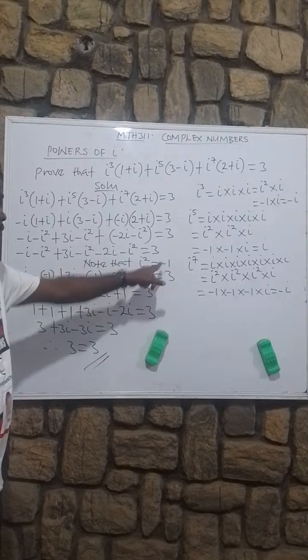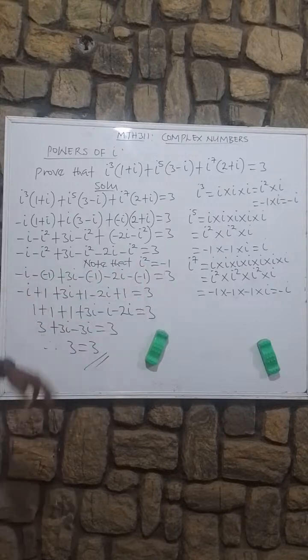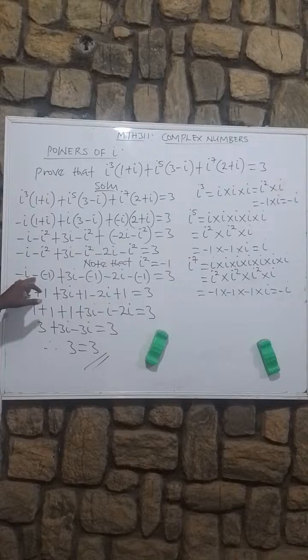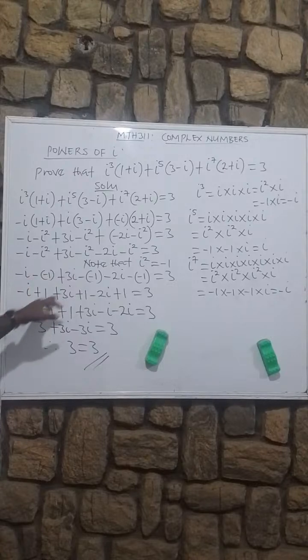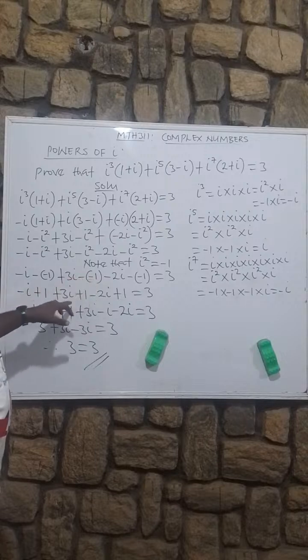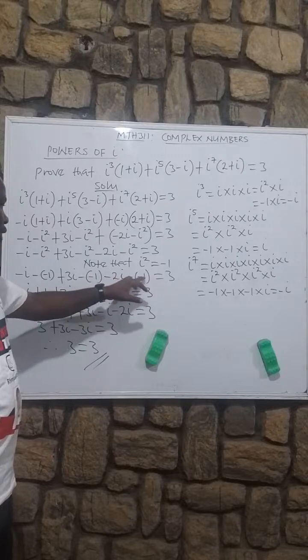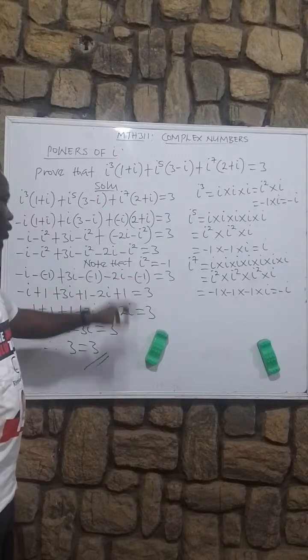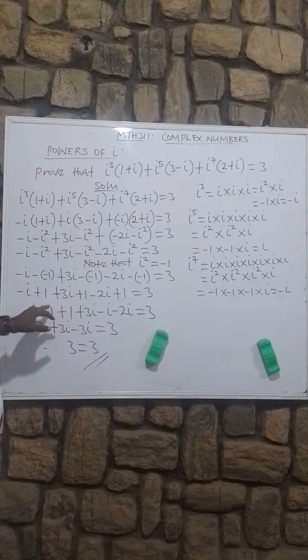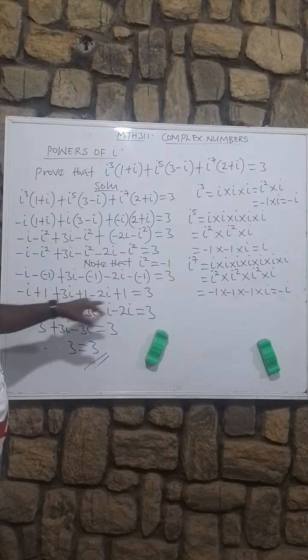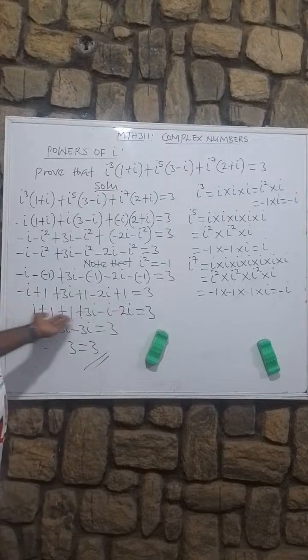We replace it with minus 1. So you can now see that we use this to multiply. Minus times minus will give you plus. But note that we have 1 here, so plus 1. The same thing applies here: minus times minus is plus 1. The same thing applies here: minus times minus is plus 1. That is why we were able to arrive at 1, 1, 1. So we collect like terms.